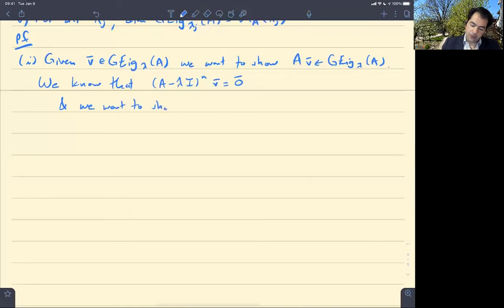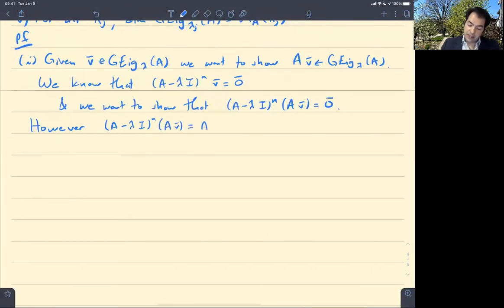And we want to show that (A minus lambda times the identity) raised to the nth power applied to A times V is equal to 0, right? However, if you have (A minus lambda times the identity) to the nth power applied to A times V, you could write that as (A minus lambda times the identity) to the nth power applied to (A minus lambda times the identity plus lambda times the identity) applied to V. Right? So just add and subtract lambda times the identity.